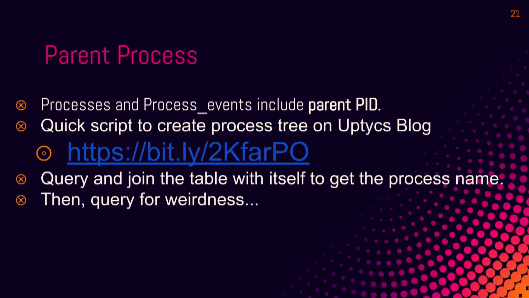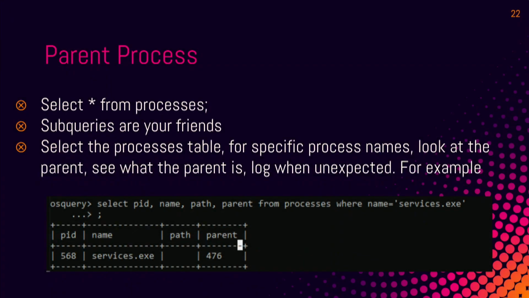So what you want to do is query the processes table and join it with itself, and then query for weirdness. For example, you want to select everything from the processes, then look for a specific process name, like services.exe. Does services.exe have a weird parent? It should probably have winInit.exe.